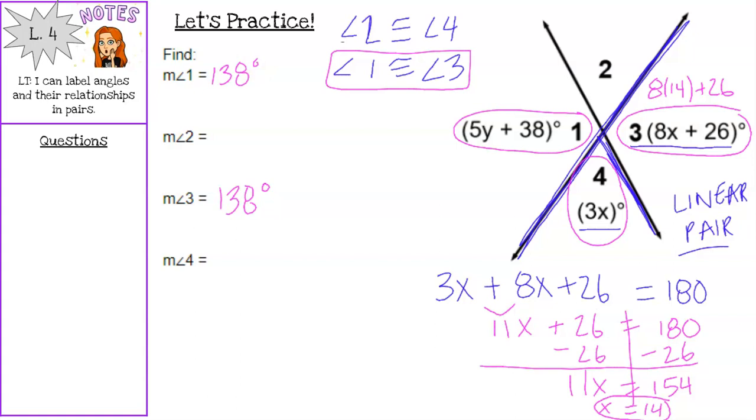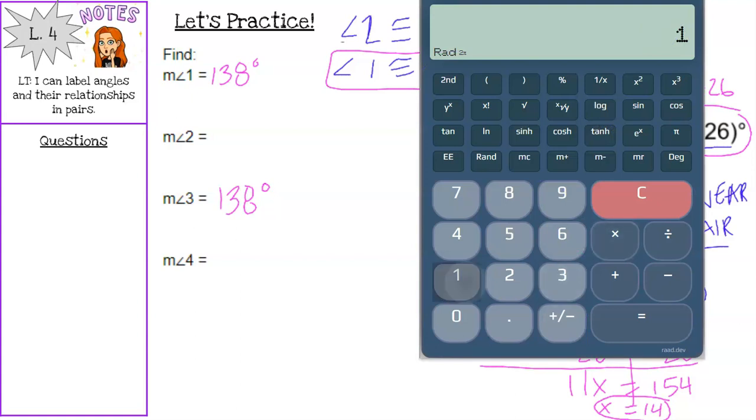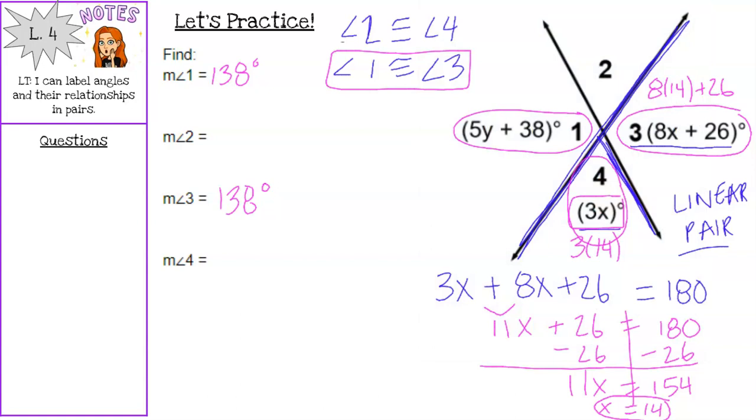Now we can solve for the measure of angle 4 by again replacing that x with 14. So we have 3 times 14. We can use our calculator again if we need to. 3 times 14 is 42. So the measure of angle 4 would be 42 degrees. What would the measure of angle 2 be? It would also be 42 degrees because of those vertical angles.